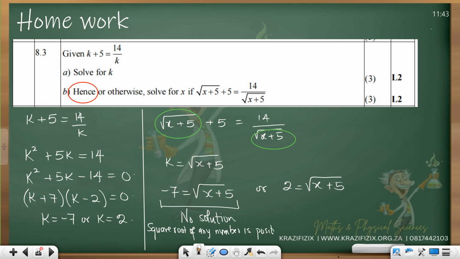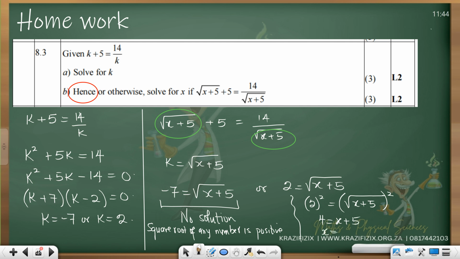So it cannot be equal to -7. Don't tell me you are squaring both sides. It won't work. Here, yes, I can square both sides. Let me show the step. Square both sides. Four. Now this again would cancel that.